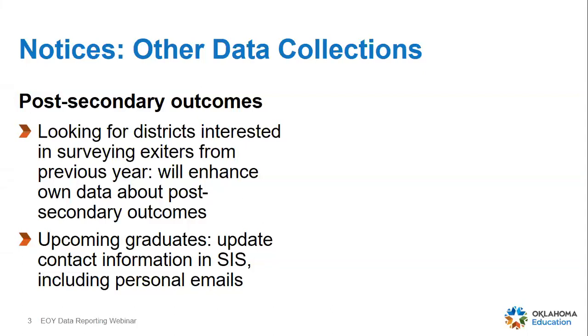It will enhance your own data collection about post-secondary outcomes, and especially if you have programs to support transition and to support post-secondary outcomes, having that data could be really useful for you to know if those are working, okay? Related to that, for all of your upcoming graduates, you need to have them update their contact information in the student information system, including their personal emails, so that we have that information for next summer. We have a lot of contact information that's out of date every year, and the most up-to-date information that we can get is always useful.